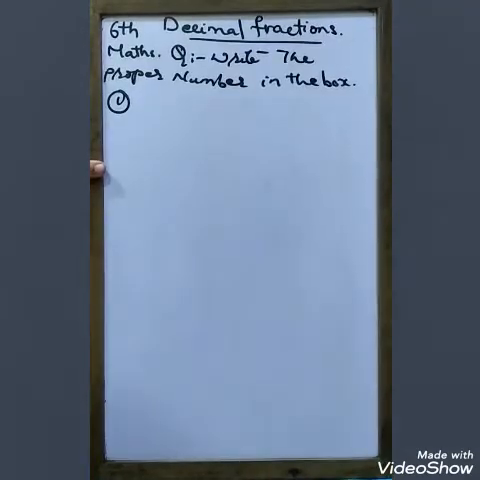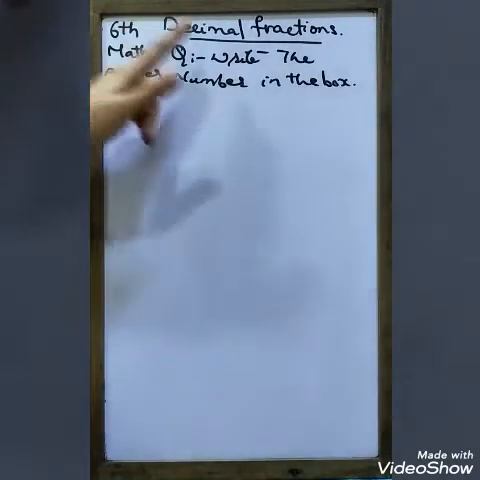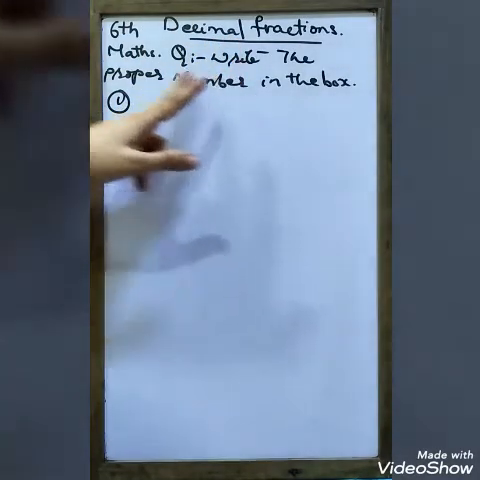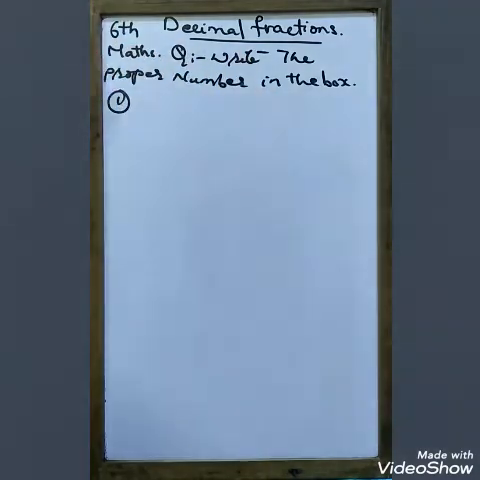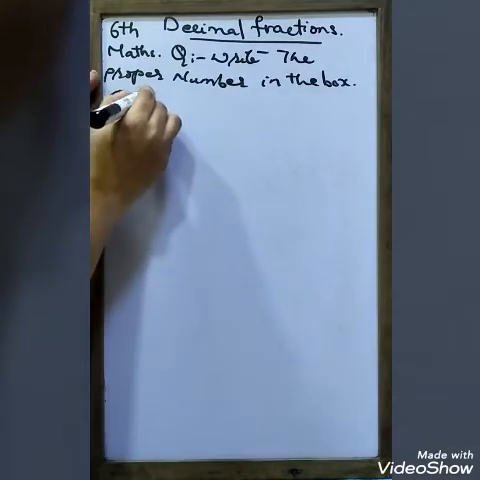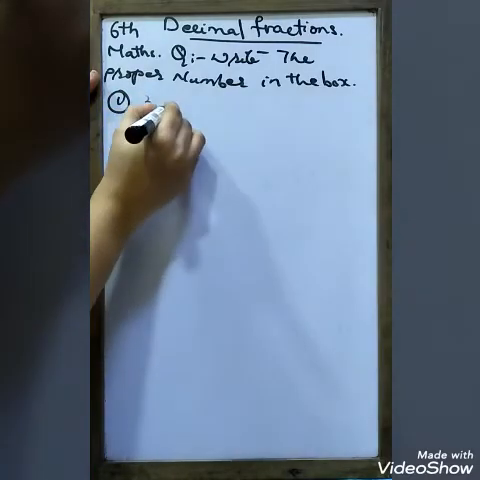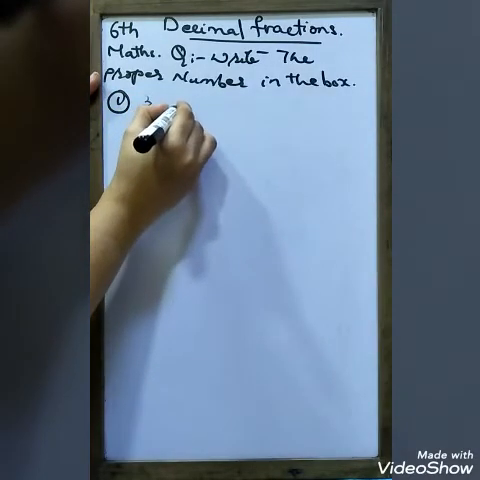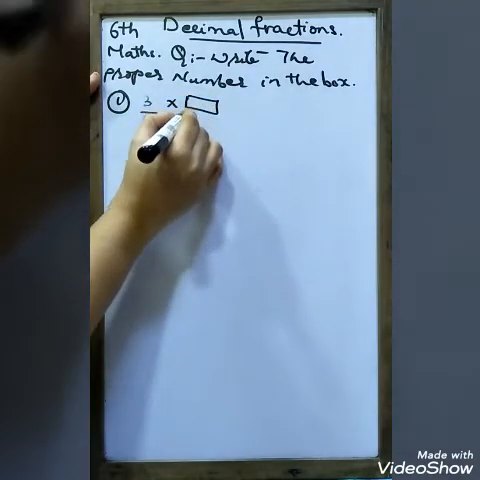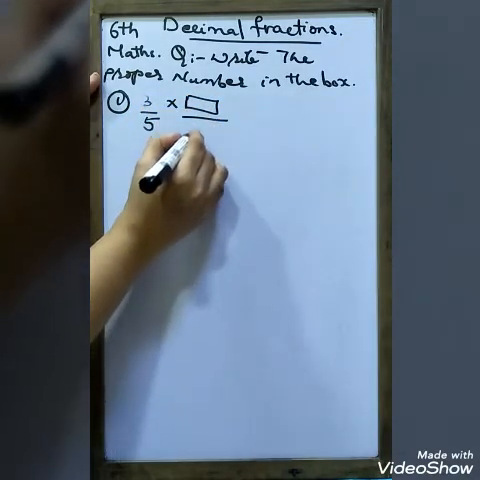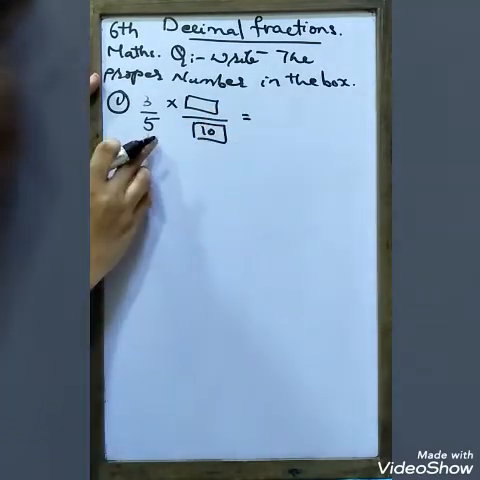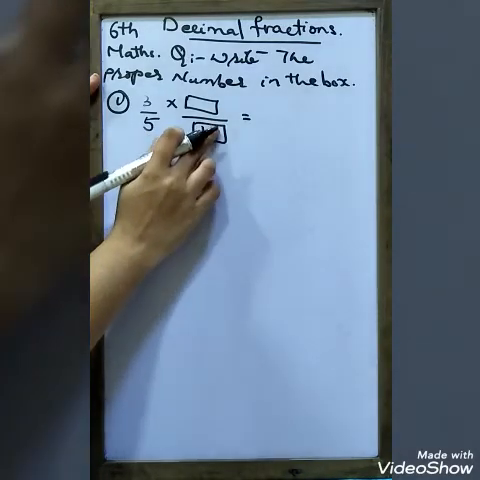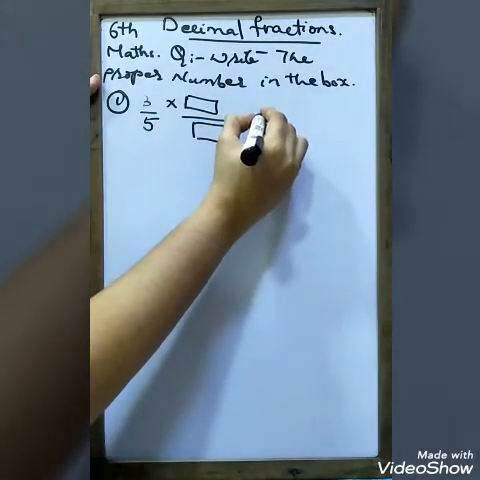Assalamualaikum warahmatullahi wabarakatuh. Today we are going to study the 6th standard maths decimal fraction question: write the proper number in the boxes. This question we are going to solve today. Here the first question given to us is 3 upon 5 into an empty box, and then 10. What we are supposed to do is make the 10 over here. In the answer we are supposed to get 10 here.